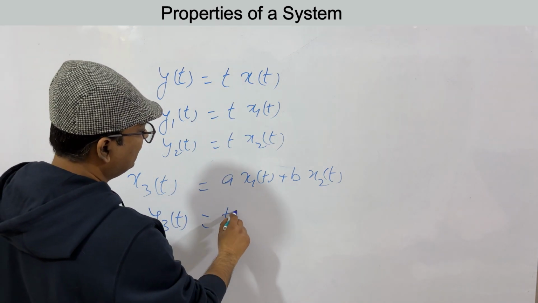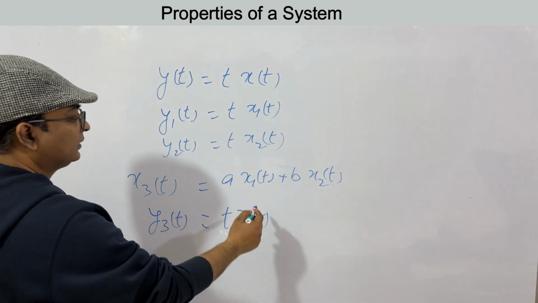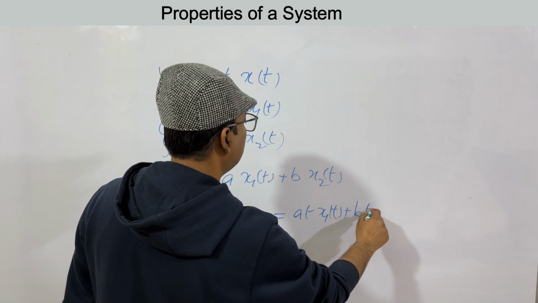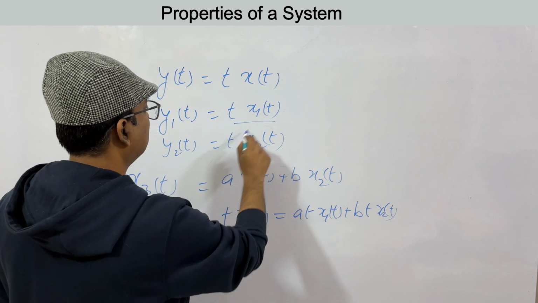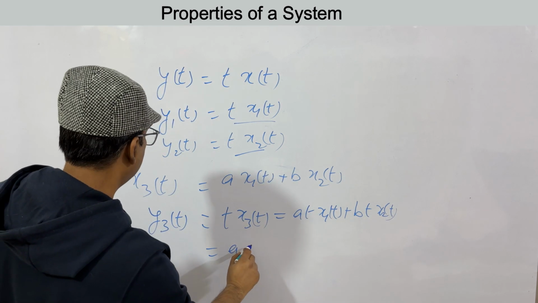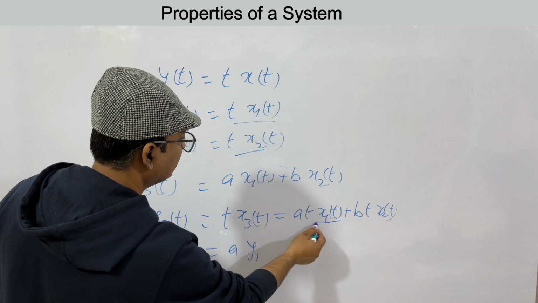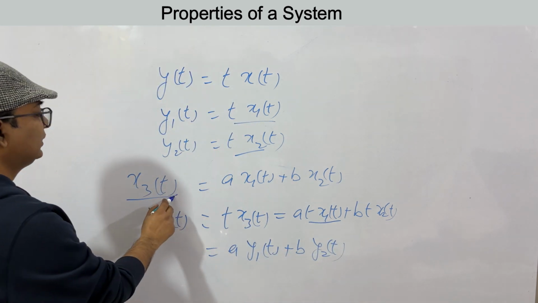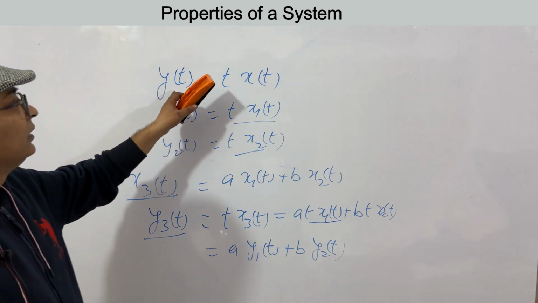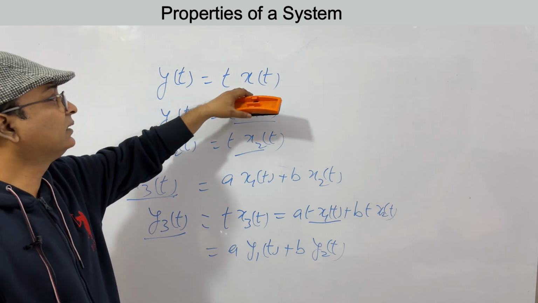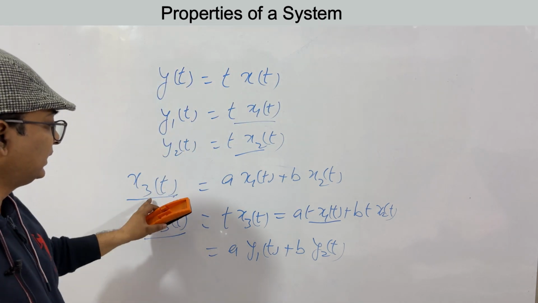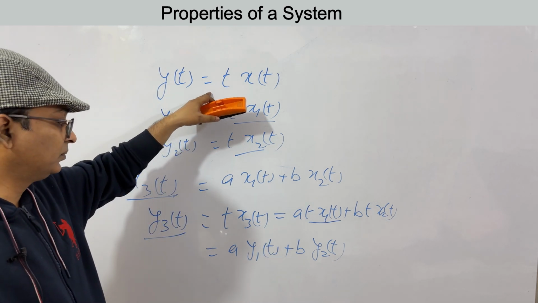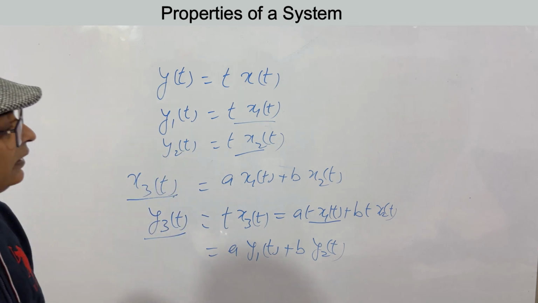y3(t) from here will be t x3(t). So this is a t x1(t) plus b t x2(t). Now you can see this is equal to a times y1(t) plus b times y2(t). So for the combined signal, the output is clearly defined by the input signals. That is, this is a linear system. You can see y3(t) is exactly what we have in the defining expression. So this is a linear system.